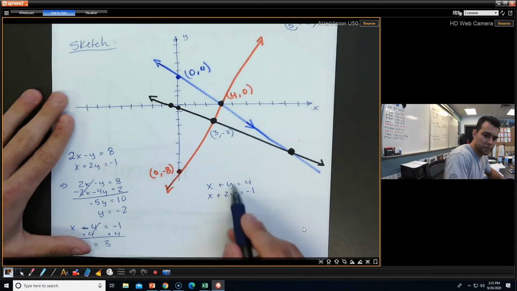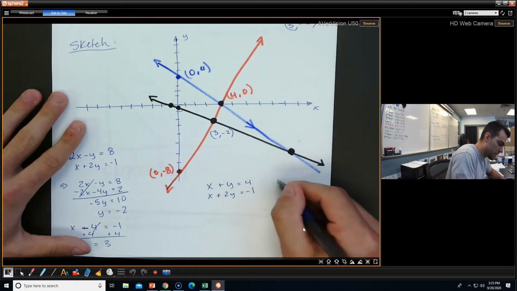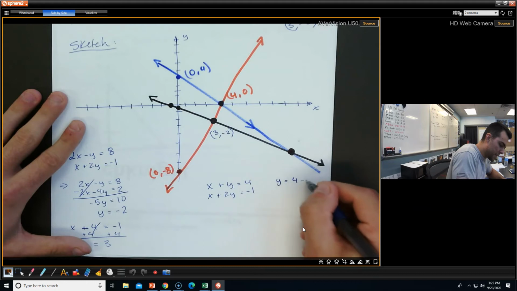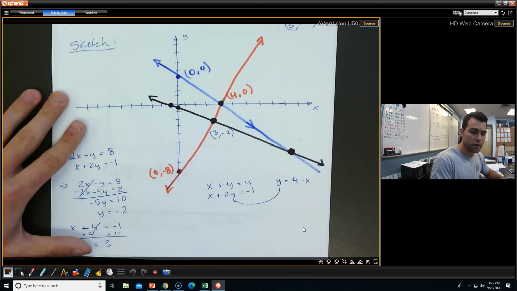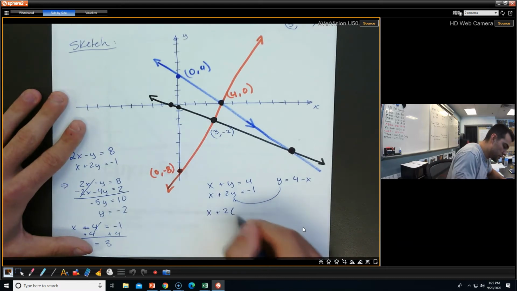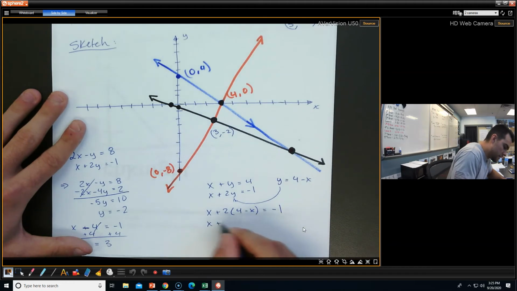Well, let's look at this first equation. This is our blue line right here. And so I'm going to set it as y equals 4 minus x. And now I'm going to plug that guy in for this second equation. So now I have x plus 2 times (4 minus x) equals negative 1. And then we continue on.